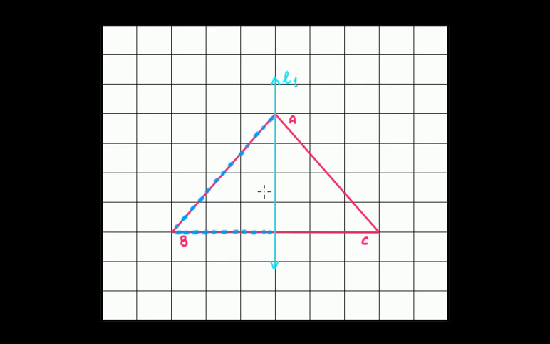That means it is a mirror image. That's why this L1 is a line of symmetry. It's one of the lines of symmetry. And why one of the lines of symmetry? Because there is more than one line of symmetry in an equilateral triangle. I'm just going to show you in a while. So we have got one line of symmetry in this case, that is L1.